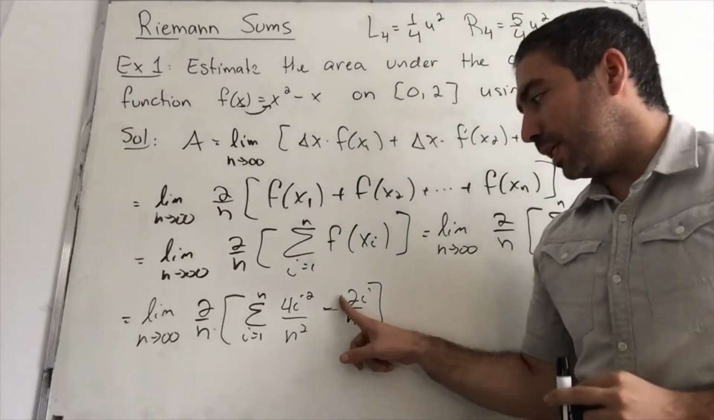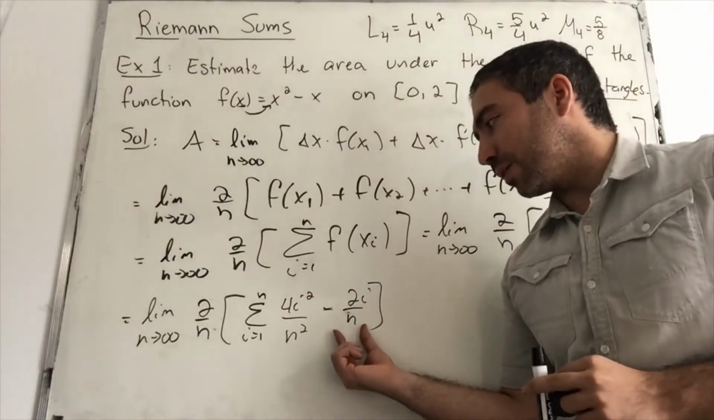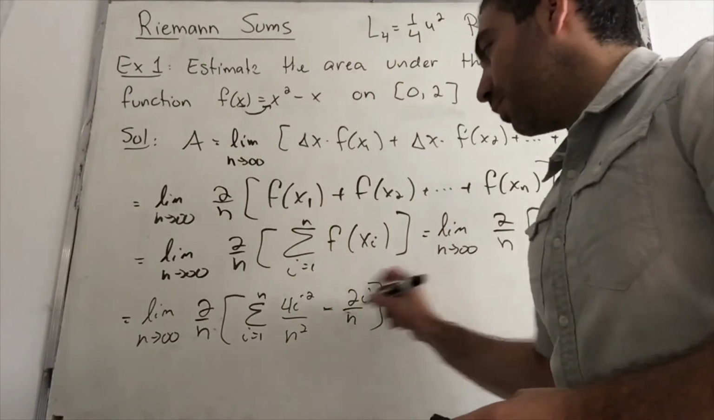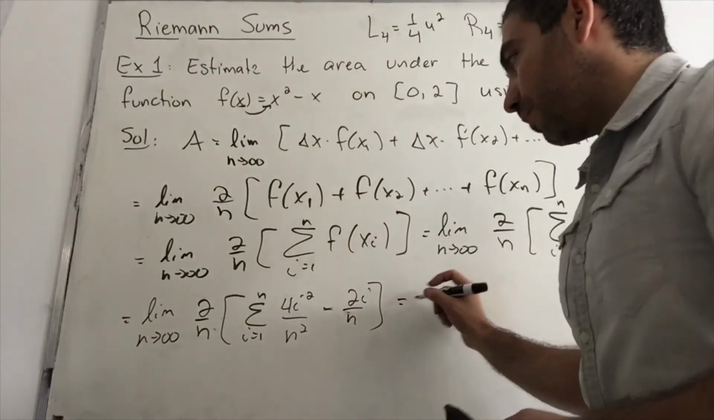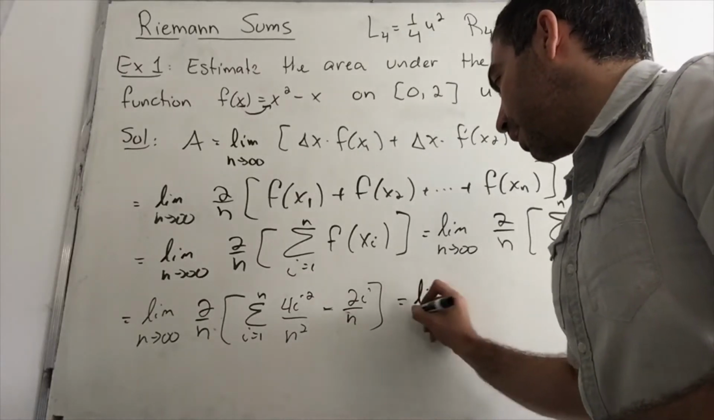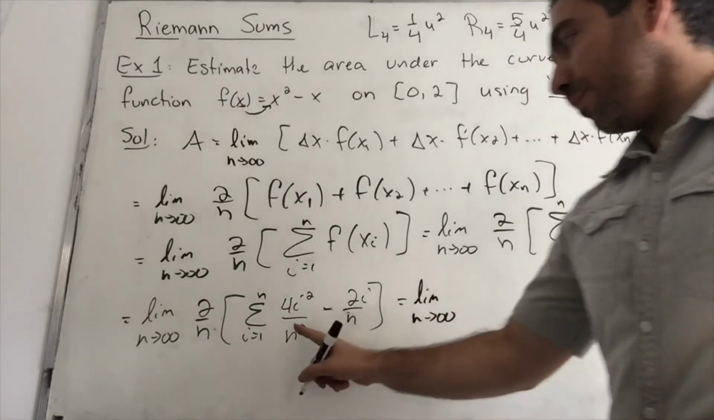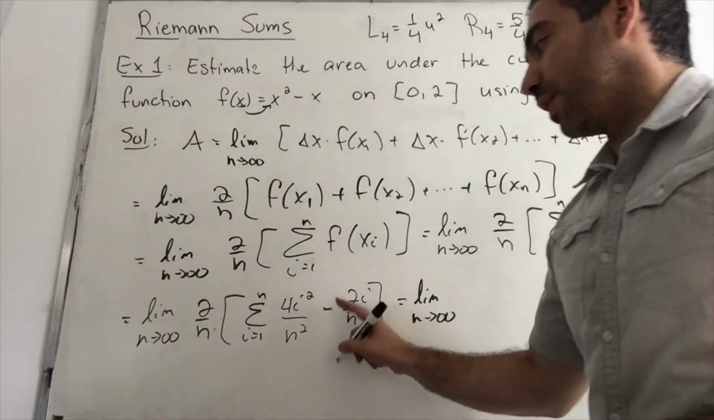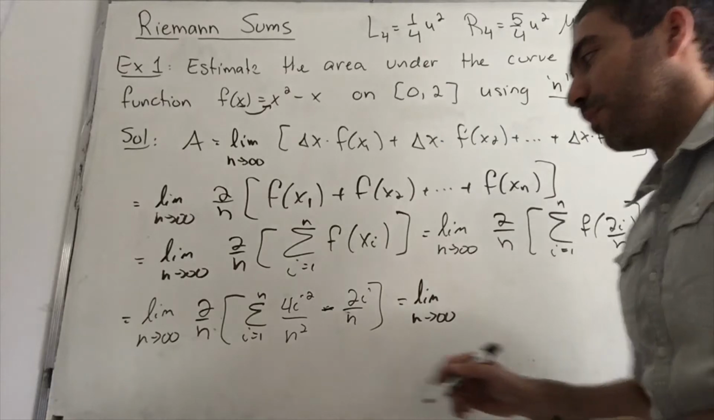And now we could deal with each term individually. If you're thinking of factoring out a 2i over n, that would work as well. You could do that. I'm going to deal with each term individually. So I'm going to distribute the 2 over n to each term, and that's going to leave me with the limit as n goes to infinity. The first one over here, and I'm going to take the sum of each term individually as well, right? Because it's separated by a minus. We could do that. That's one of our properties.